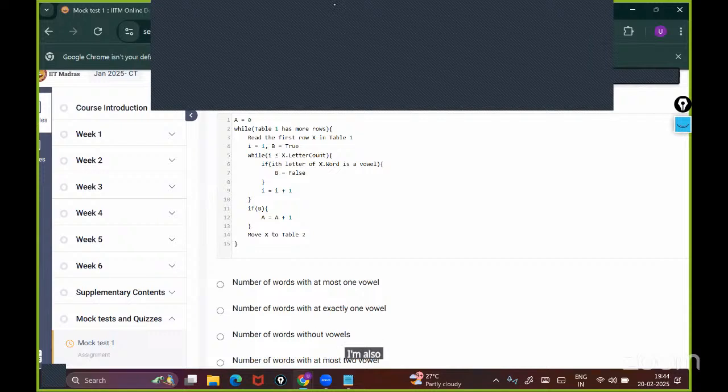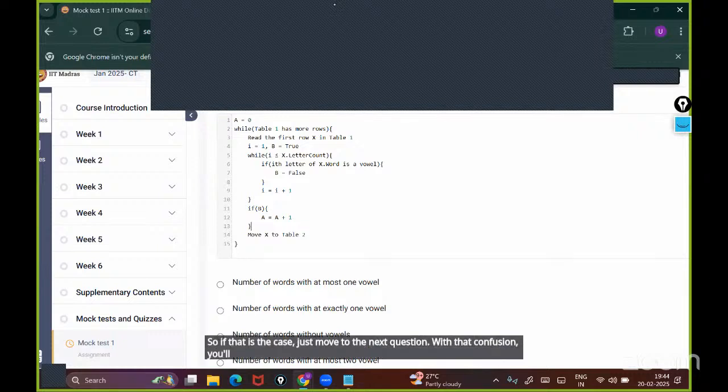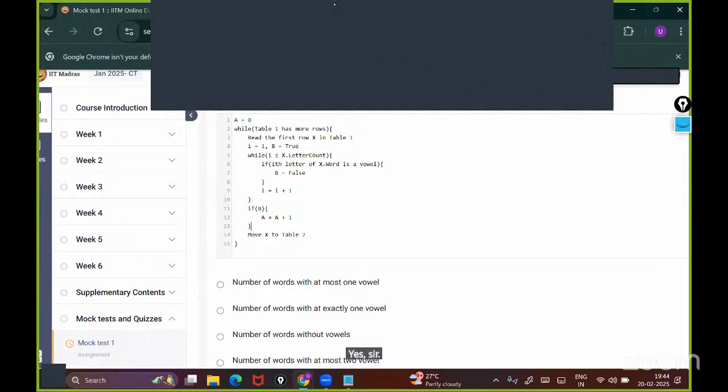Sometimes, if that is the case, just move to the next question. With that confusion, you'll confuse that question a lot. Yes, ma'am, I am confused. Ma'am, if I try the same question the next day, I solve it.